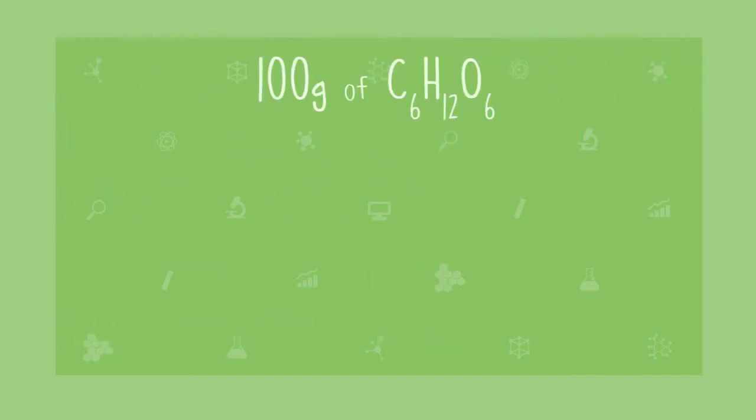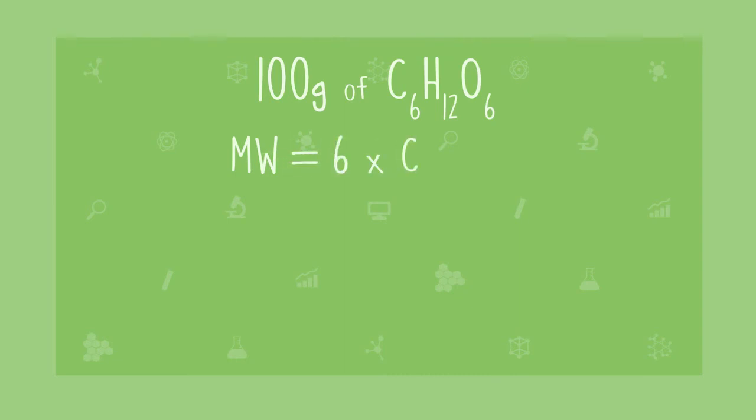Okay, next example. We have 100 grams of glucose. Glucose's formula is C6H12O6. We'll use the equation again. N equals M divided by MW. Instead of M, we substitute 100, since it's already given to us in grams, so we don't need to convert it. The molecular weight of glucose can't be found directly on the periodic table. It's the periodic table of the elements, not the compounds. So we'll need to figure it out.